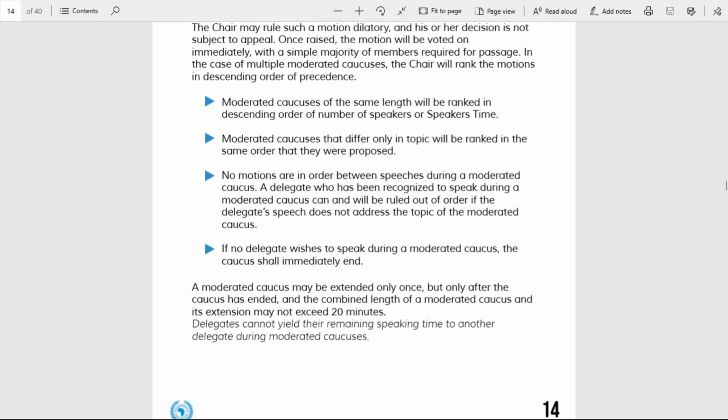That is ideally how a moderated caucus should be raised, and it can be extended only once for half the time. So a moderated caucus, in its entirety, should not surpass 30 minutes. It's the same as an unmoderated caucus. The difference between the two is that for an unmoderated caucus, as I had said, you move into blocks, into groups in the committee room, and discuss your matters from there. But a moderated caucus is like the GSL, except you're addressing a specific topic and you can't go outside it. Should you do that, you'll be ruled out of order, okay?